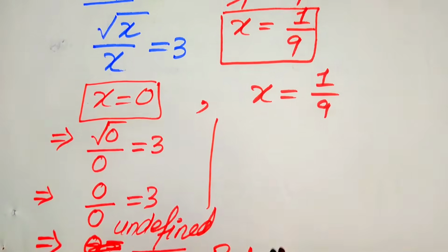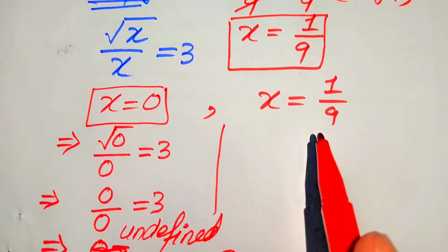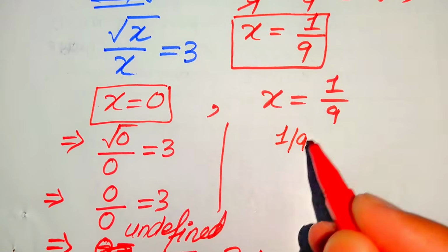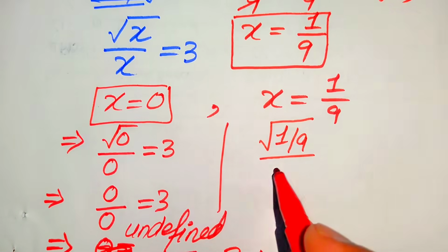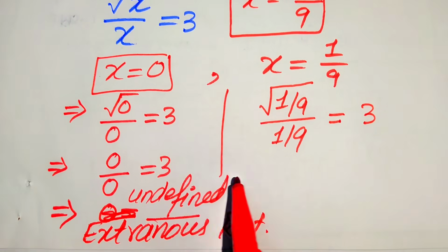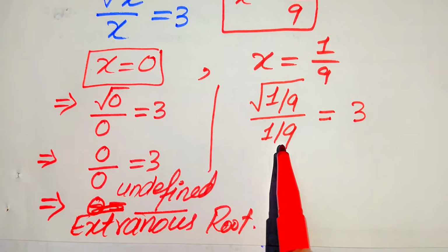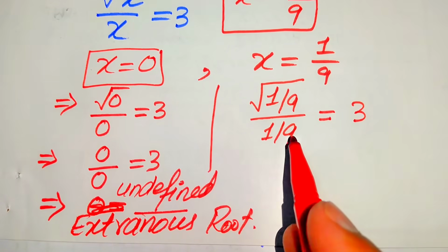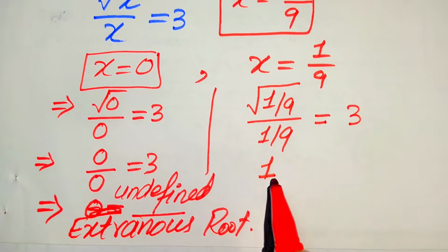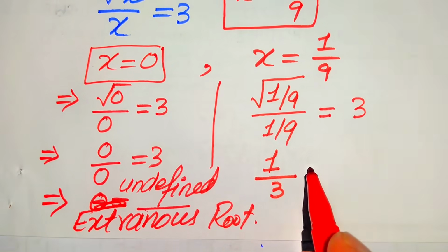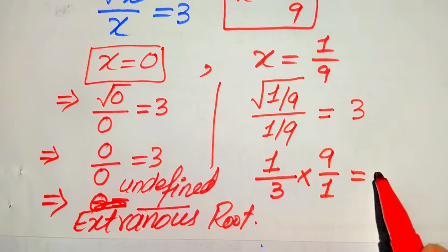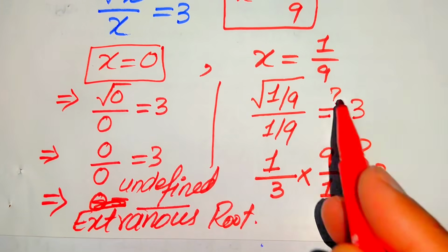And now, in the same pattern, we check the value x equals 1 over 9. We put this value in the left hand side of this equation, and it becomes the square root of 1 over 9 divided by 1 over 9, and is this equal to 3? Here we know that when we have a fraction over a fraction, we can move the fraction in the denominator to the upside and take its reciprocal. We also know that the square root of 1 is 1 and the square root of 9 is 3. When we move 1 over 9 to the upside, it becomes 9 over 1. Is this equal to 3 or not? This is our verification.